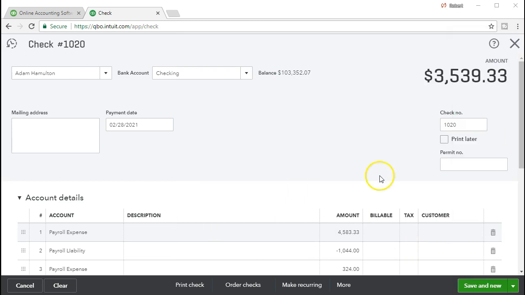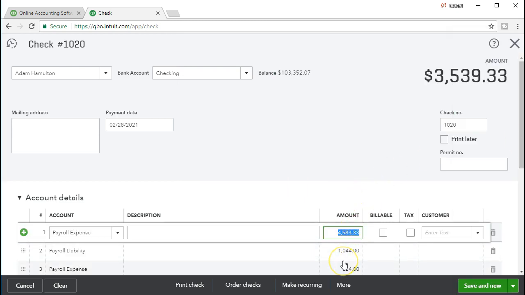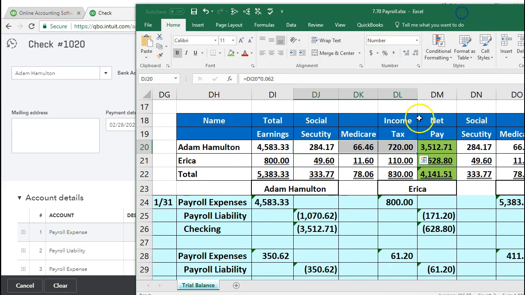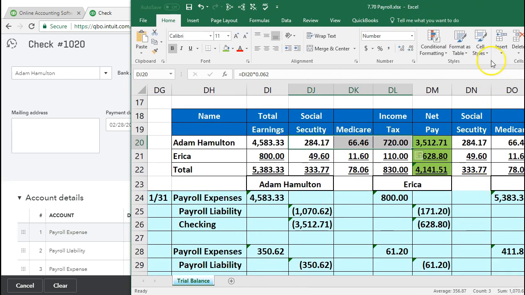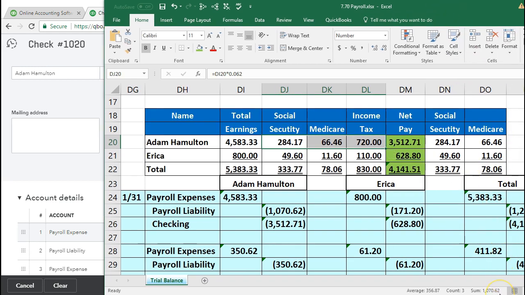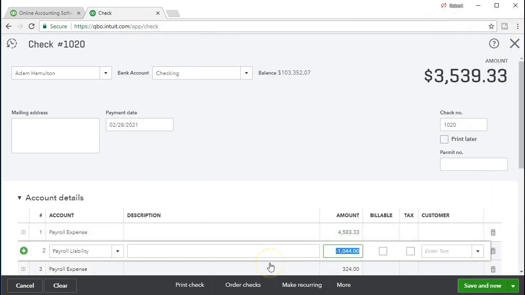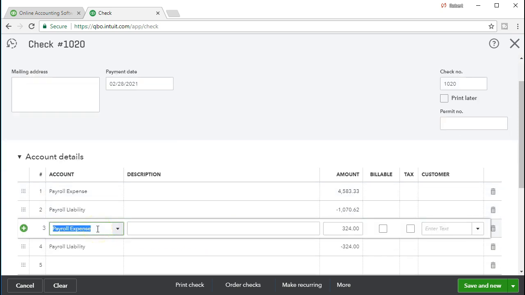So we're going to say that the payroll expense is the total amount that he earned, which is actually right because it's the same as it was last time. Nothing's billable. We're going to say the payroll liability, that's what we took from the wages. That's these three things. If we add those up, in this case that adds up to 1070.62. So that's what we took out of the paycheck. We're going to say it's a negative 1070.62.